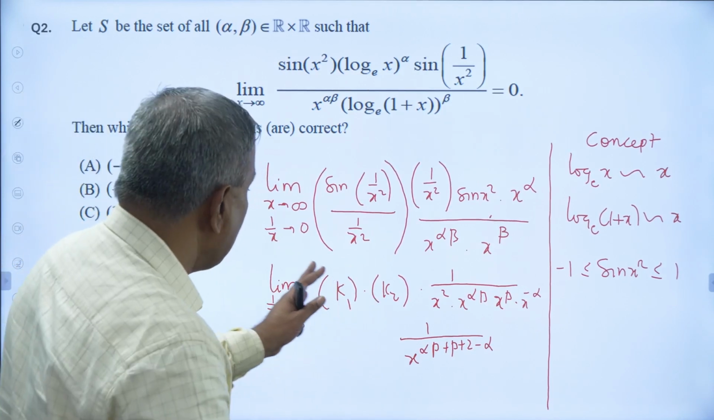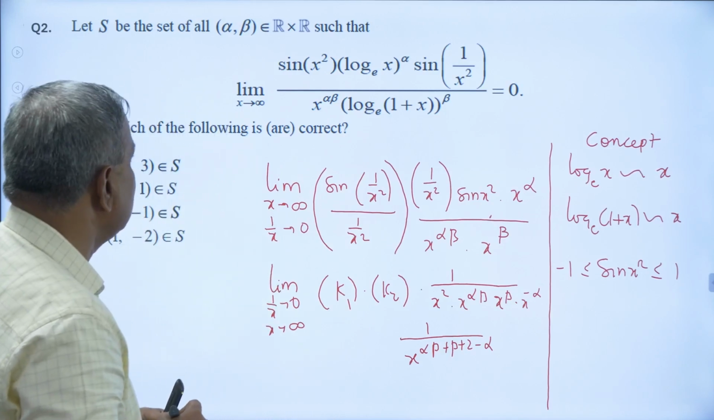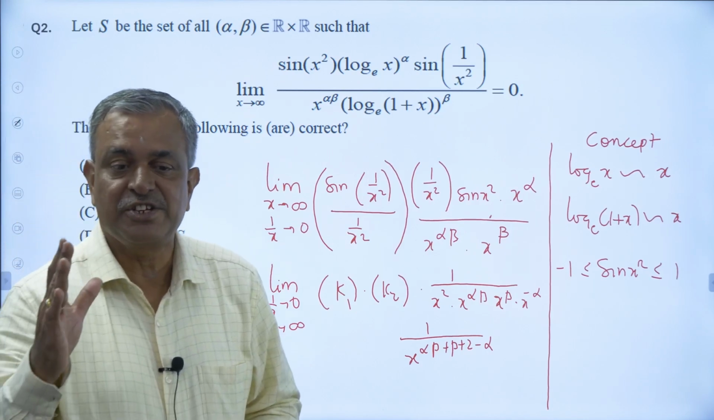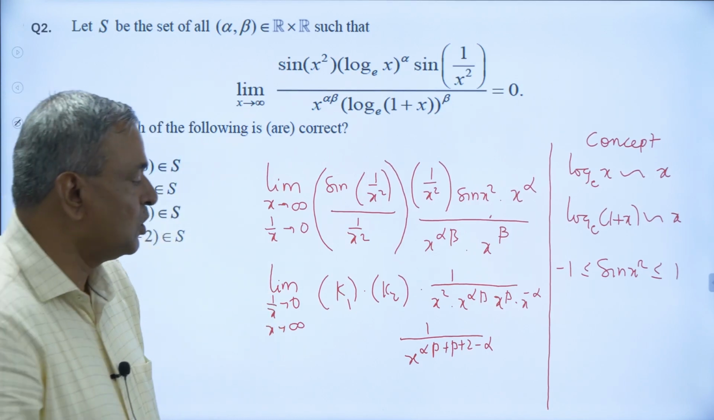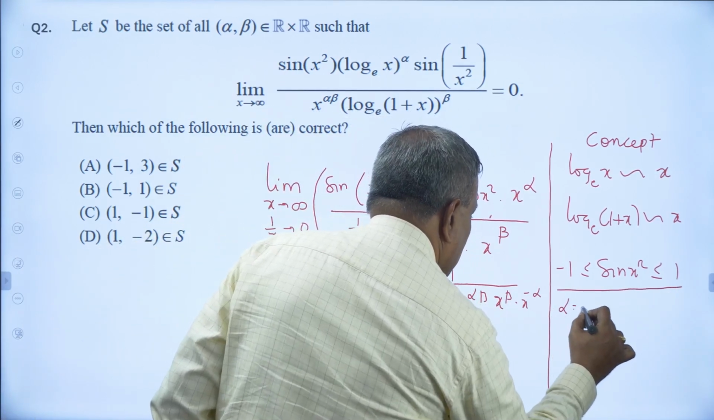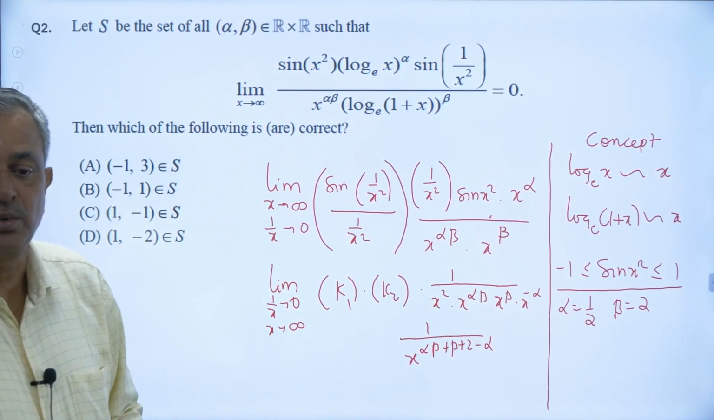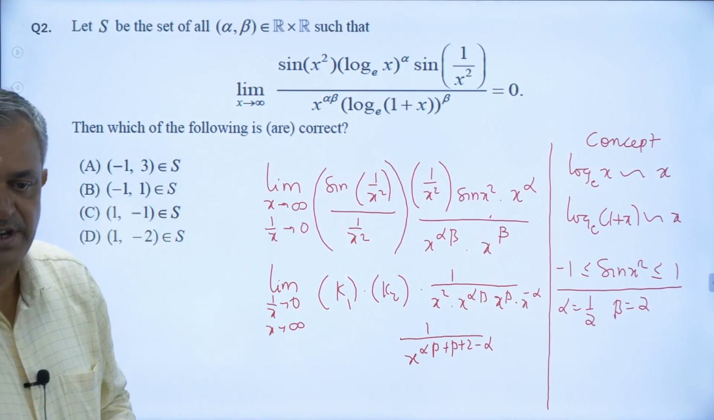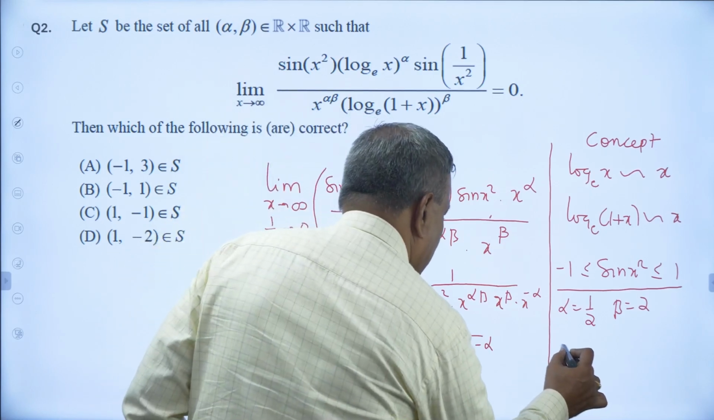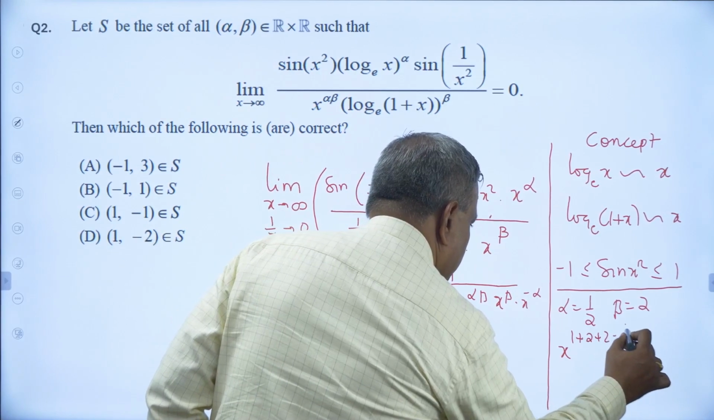Now we have to observe the options. This is also very, very important. It is given that alpha beta lies between minus 1 and 3, the first option. So elimination you must learn. Suppose we take alpha equal to 1 by 2 and beta is equal to 2, which lies in the first option I'm talking about. If alpha equal to 1 by 2 and beta is equal to 1, what happens to this one? You'll get 1 plus 2 plus 2 minus 1 by 2.